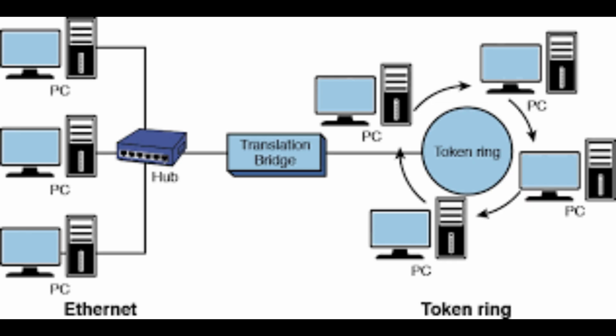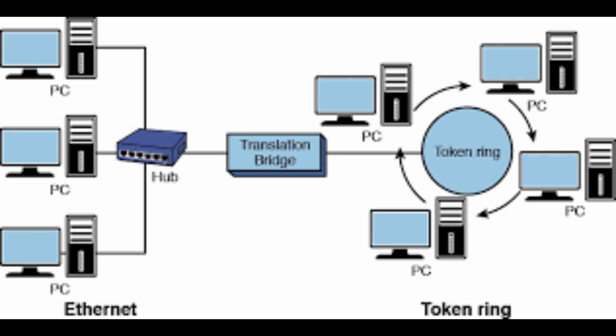Source routing bridge: what is a source routing bridge? Source routing bridges were developed by IBM for token ring networks. The routing information is embedded in the data frames by the source station, which performs the routing operations. So once the frame is forwarded, it must follow the specified path to the destination.